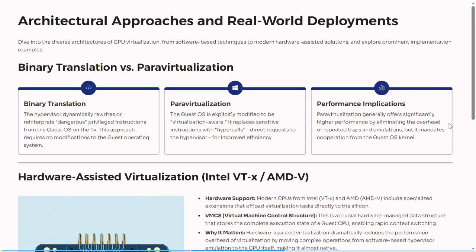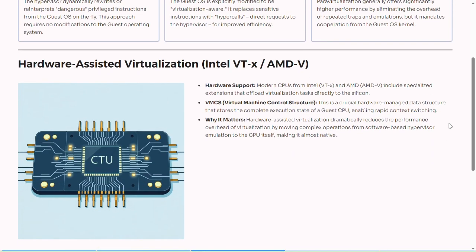Now I will discuss hardware assisted virtualization, like Intel VT-x and AMD-V. Today we do not have to choose between the two as much, because Intel VT-x and AMD-V built virtualization directly into the silicon. Hardware support, VMCS, virtual machine control structure, and why it matters.